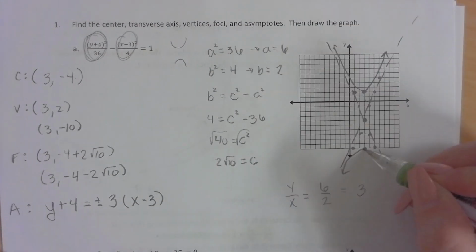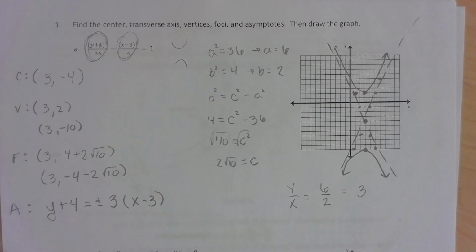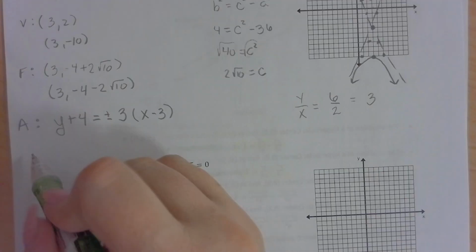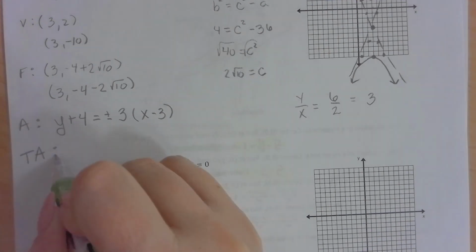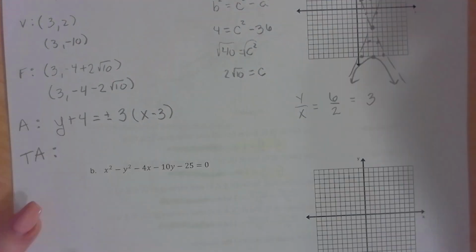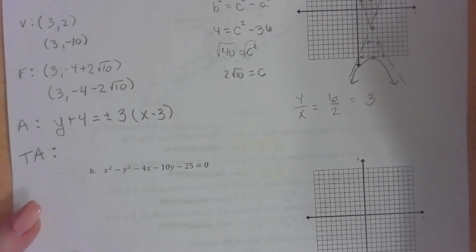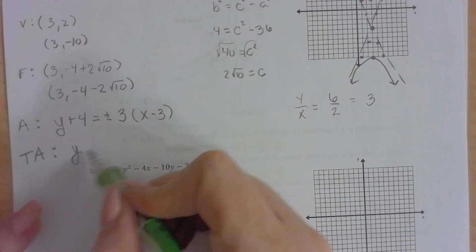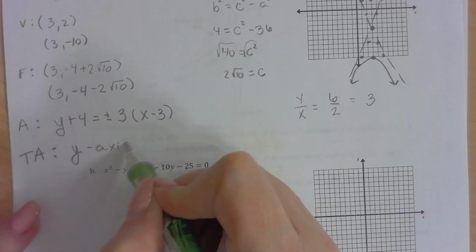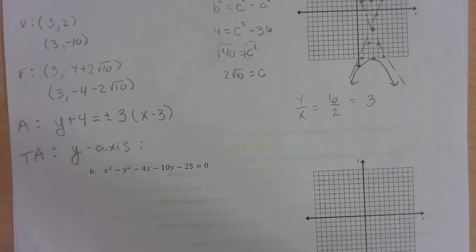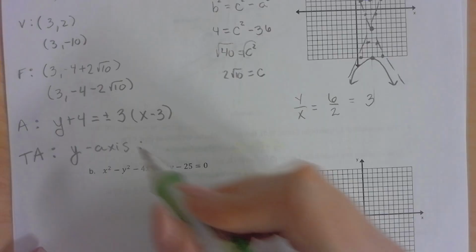And there we go. The last thing that we need to find is the transverse axis. Now the transverse axis, because it's opening up and down, is going to be parallel to our y-axis. And specifically, the transverse axis is right here at the line x equals 3.